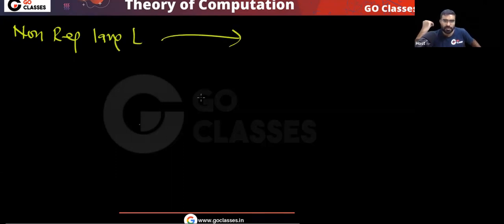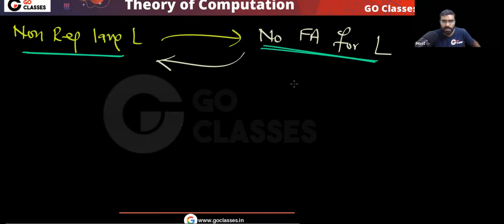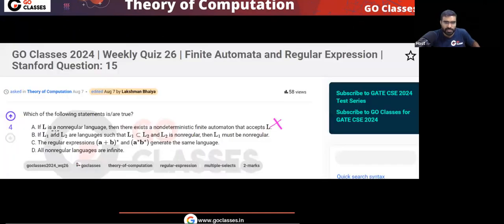Yes or no? If you have a non-regular language L, then what does it mean? It means there is no DFA for L. There is no finite automata for L. And this is two-way. Non-regular means there is no finite automata for L, and if there is no finite automata for L, that means it is non-regular. So you can see option A is false.